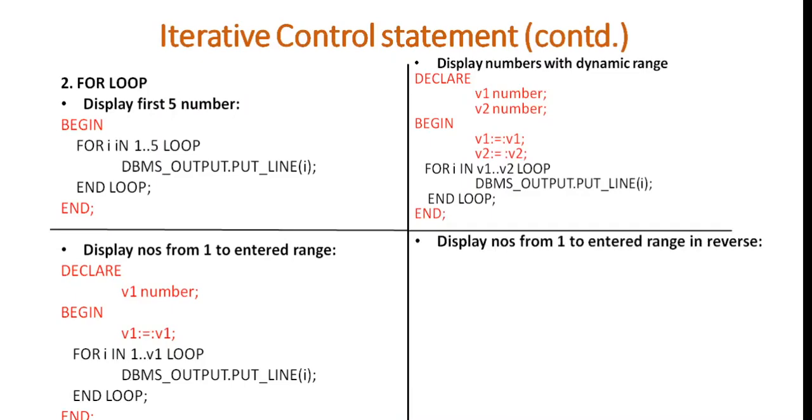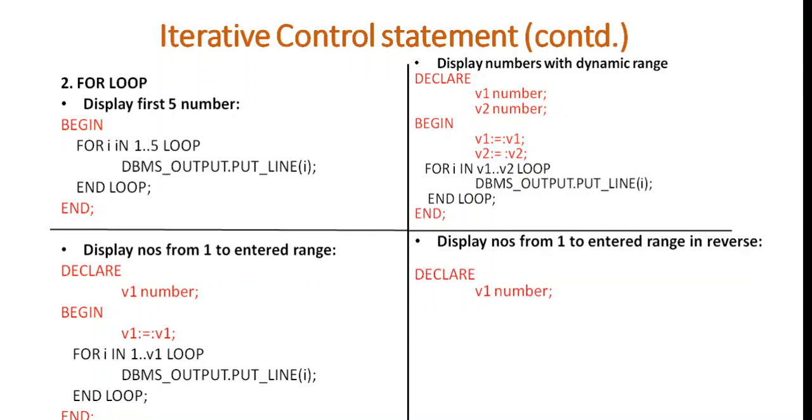Okay, now another example for loop is to display the series of numbers starting from 1 to the entered range in reverse order. See here, in the previous 3 for loops we are displaying the value of I, that is the index variable, from 1 to the given range, means in ascending order. But if we want to display the value of the index variable in reverse order, in descending order, then we can use the reverse keyword in a loop.